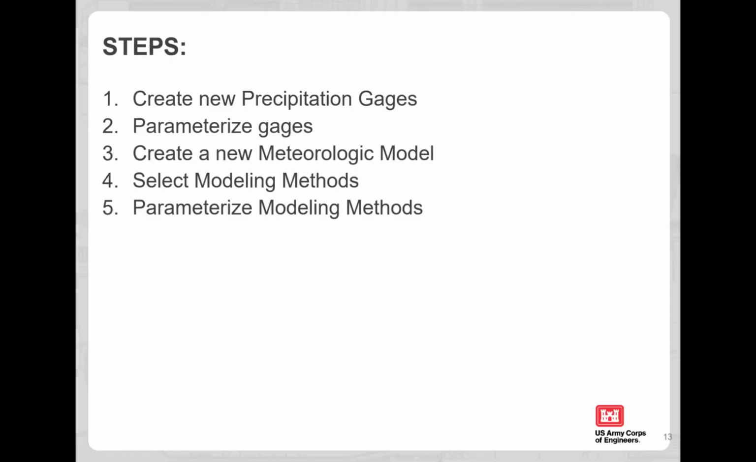In this video, we added new precipitation gauges to our project. We referenced data records from an HEC-DSS file. We created a new meteorologic model and linked our precipitation gauges to the meteorologic model as specified hyetographs. In the next video, we'll create a control specification and a compute.